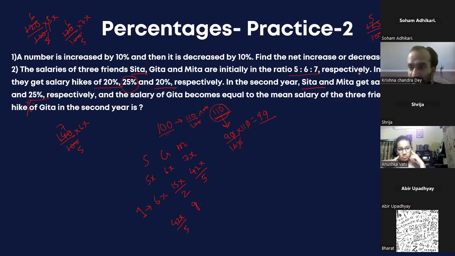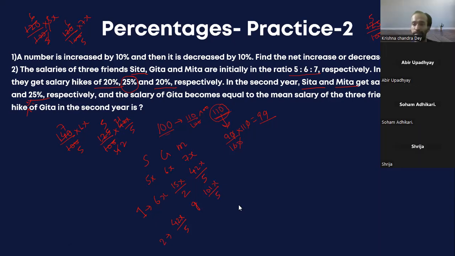And this Mita, right? Mita is getting a salary hike of 25%. So 125 by 100 of 42x by 5, right? So it will be 5 by 4. If I cancel with 25, again I can cancel 2, 21. So 21 into 5, 105x by 10. Okay. After the second year, these are her salaries, right?